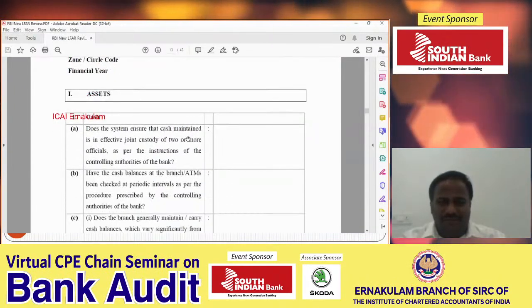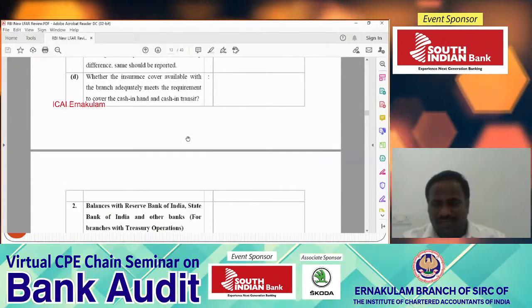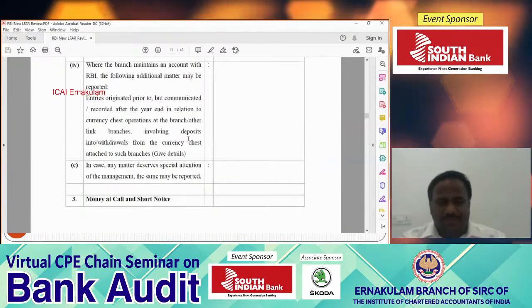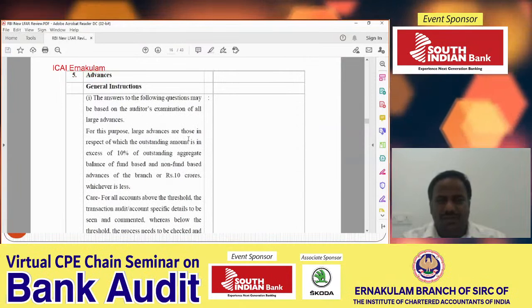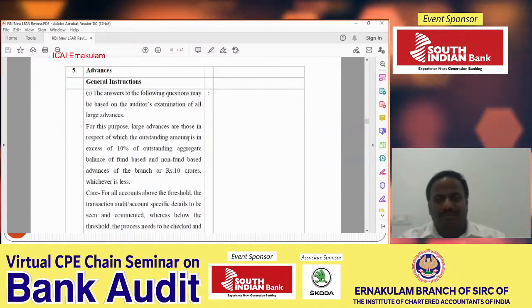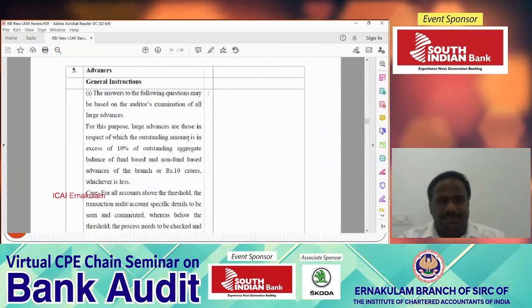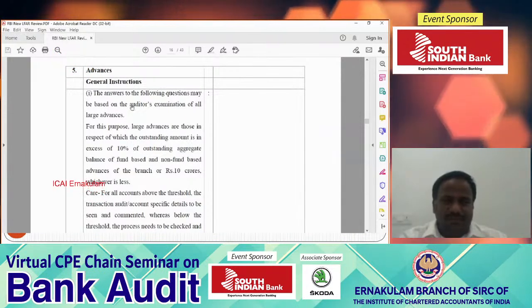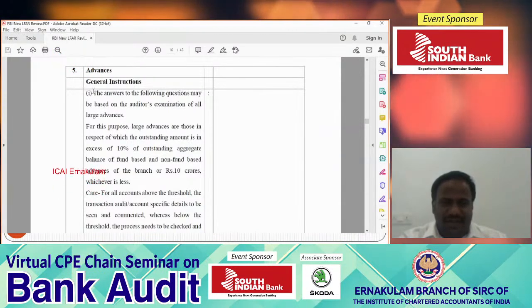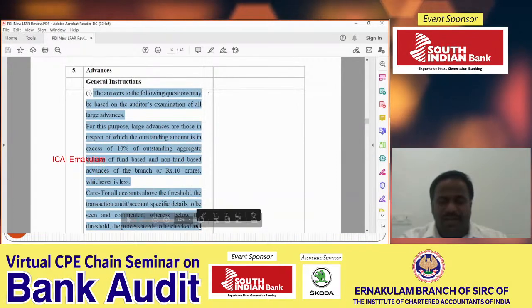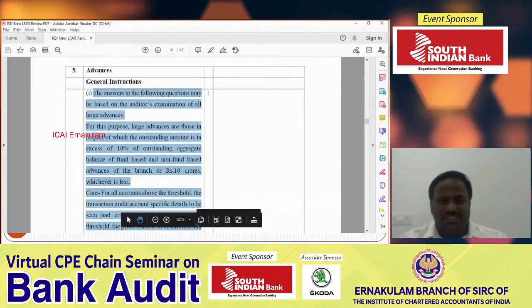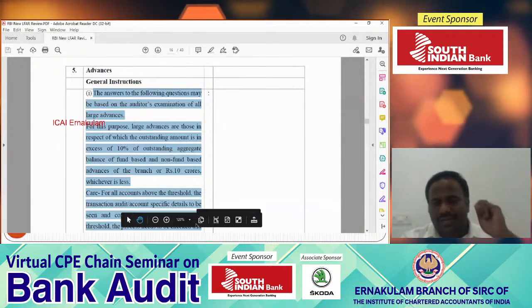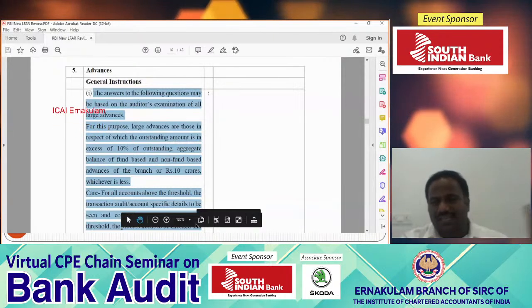Then let us all look into the LFR, because my session is more of connecting to the LFR. Now I'm not going into the other aspects because I'm sure you might have already got them from other faculties. I'm directly jumping into the advances. If you observe here, this tells us the way how we need to do the entire audit, how we need to plan and complete.